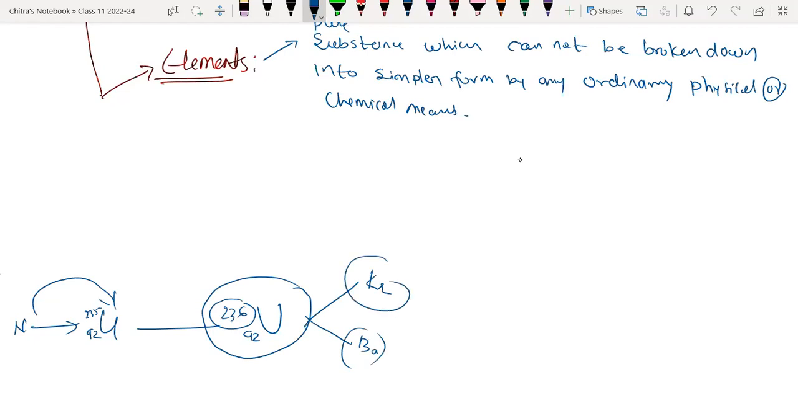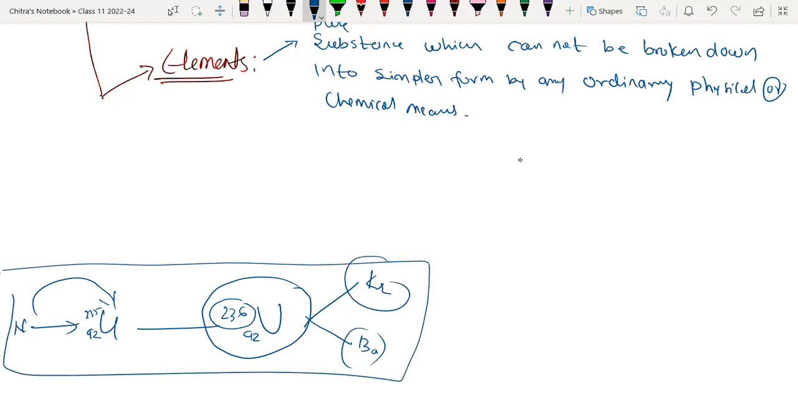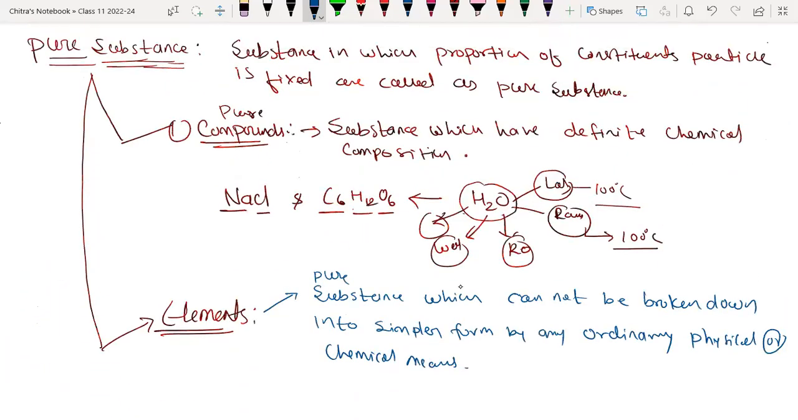See here, this reaction is not ordinary. This is a nuclear reaction. We are saying that by ordinary physical and chemical means elements cannot be broken down into simpler form. Here uranium is broken down into two simpler elements, krypton and barium, but this process is not ordinary. Understood? So elements are substances which cannot be broken down into simpler form by any ordinary physical or chemical means.